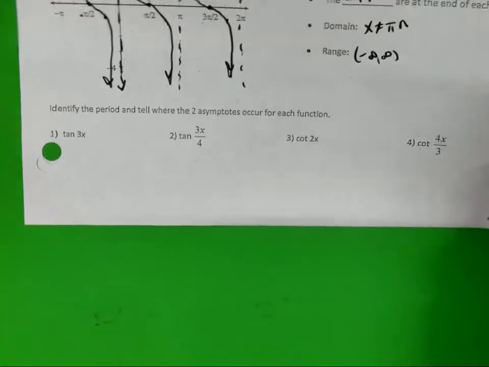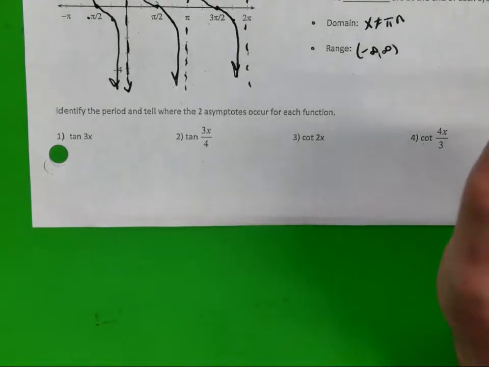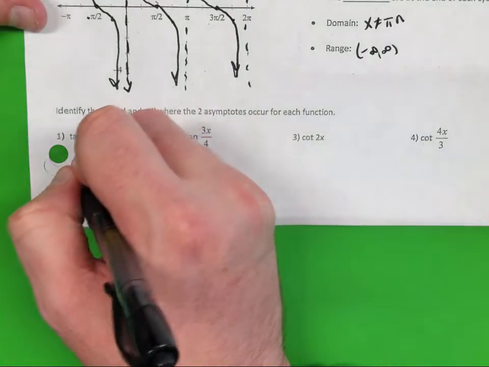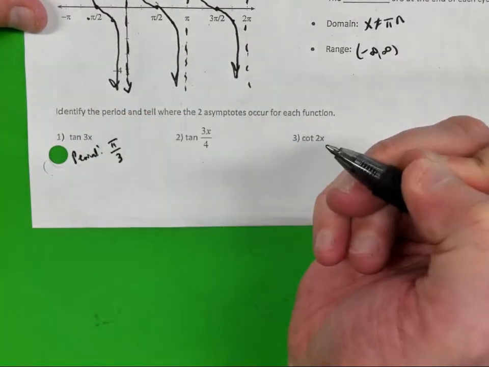Alright, in the bottom part, we're just going to do the period and asymptotes. We're not graphing these. We're just going to do the period. What type of function are we doing on number 1? Is it tangent or cotangent? What would be my period there, guys? Pi over 3.